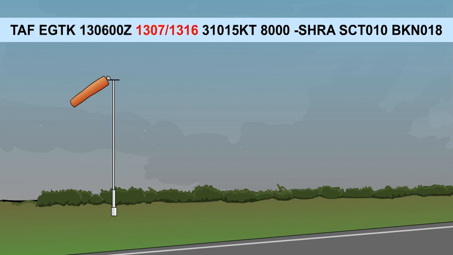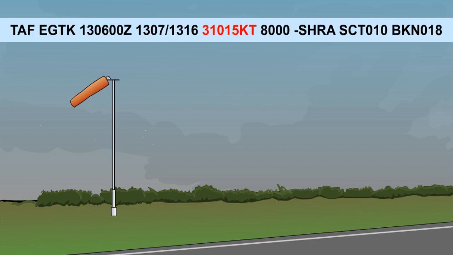In a TAF, the validity time comes next. This is an 8-digit group split into 2 parts. The first 4 digits are the start time of the validity period, and the second 4 digits are the end time of the validity period. So here we have a validity period starting from the 13th at 0700 Zulu and ending on the 13th at 1600 Zulu. So here is a 9-hour TAF.